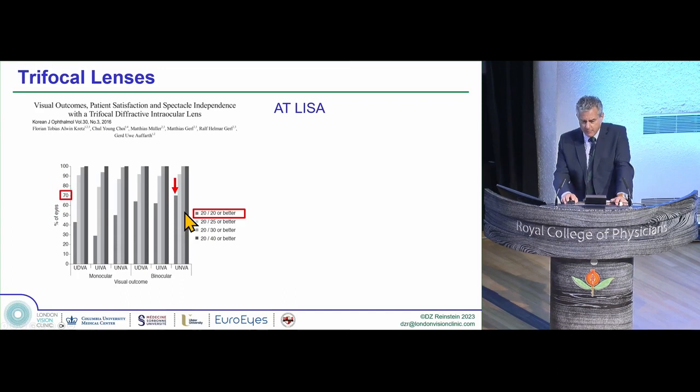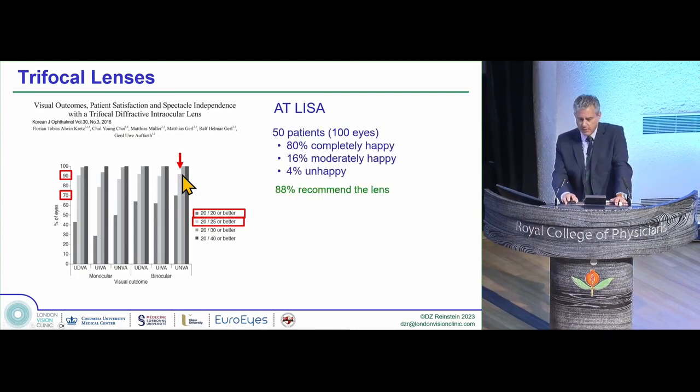And they have near vision, 70% 20/20. And they have 90% 20/25 near. And of the 50 patients, 80% were completely happy, 16% were moderately, and 4% were unhappy.